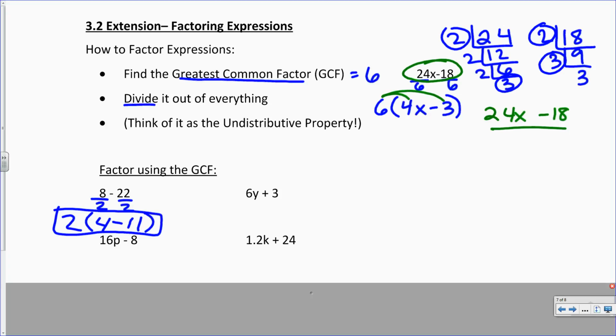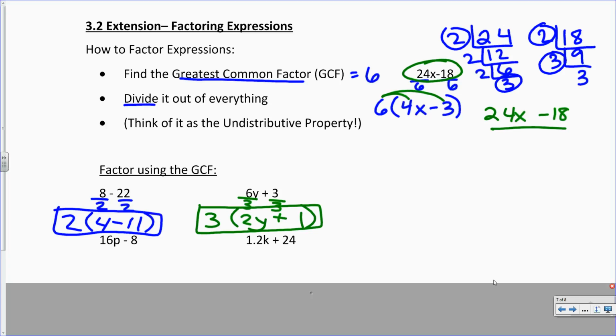So let's look at the next one. 6y plus 3. What number do you think goes into 6 and 3? And the answer is 3. So we are going to divide by 3 on each of these. 6 divided by 3 is 2. Keep your variable, the y. Plus 3 divided by 3 is 1. Make sure you keep that a 1. Don't change it to a 0. I've got to write on the outside what I factored out, which was my 3. So I undistributed my 3 and came up with 3 times 2y plus 1. I could go ahead and distribute that back in to get back to where I started.